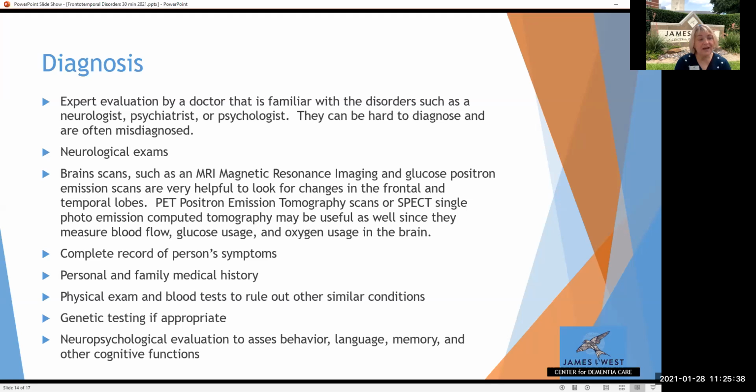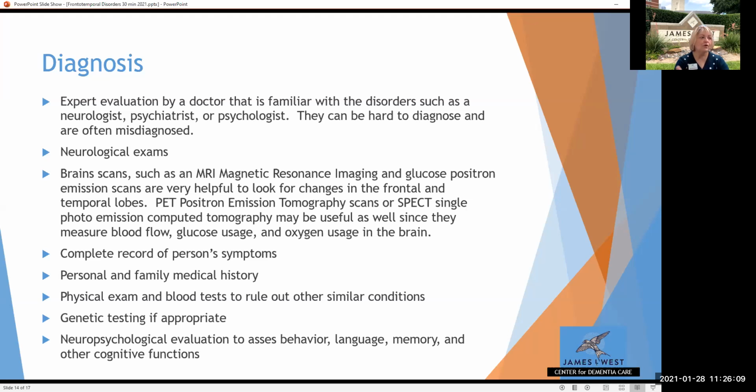An expert evaluation by a doctor who is familiar with these types of disorders. It can be a neurologist, a psychiatrist, or a psychologist who specializes in frontotemporal disorders. It can be very hard to diagnose, and again, many people are misdiagnosed the first go around. So they're going to need neurological exams and some brain scans. They normally start with an MRI.